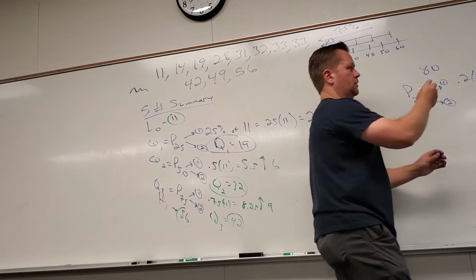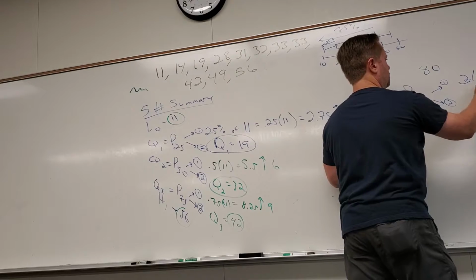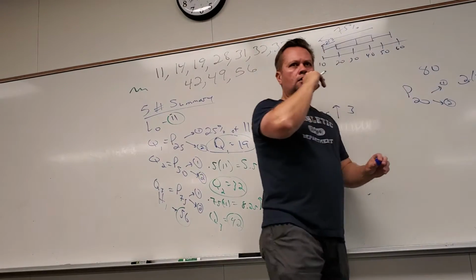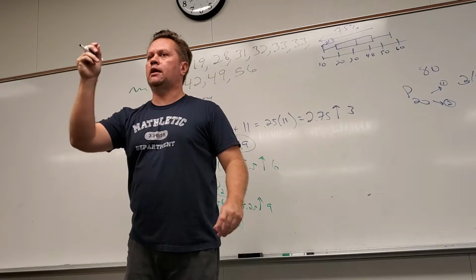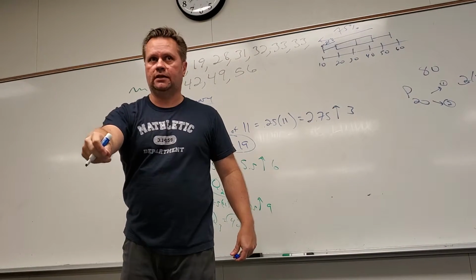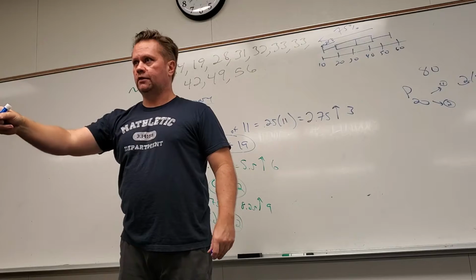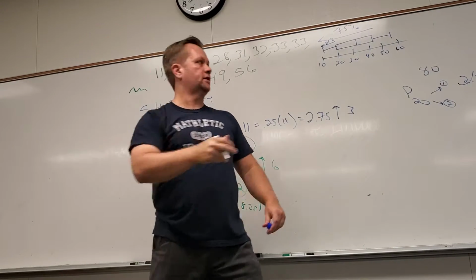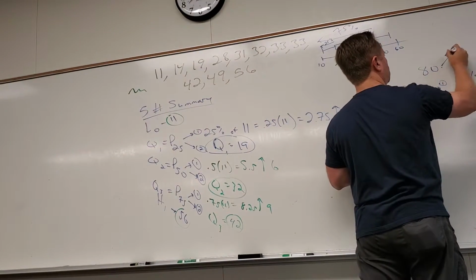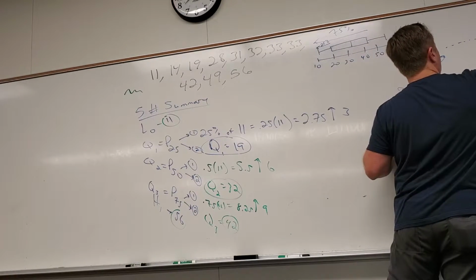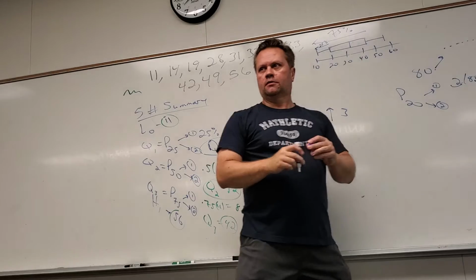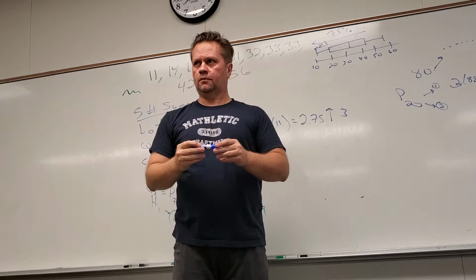2 times 8 is 16. That is a whole number. So how would I find P20? I would take the 16th number and the 17th number and average them. So here's my 80 data points. Here's the 16th number, and here's the 17th number. So what would P20 be?